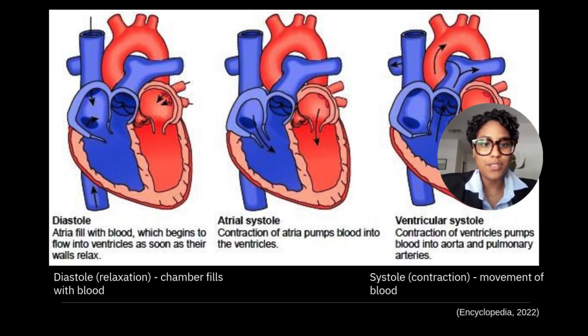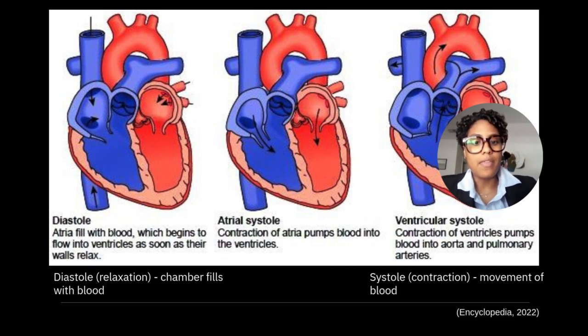Here I have another visual to help you understand the cardiac conduction system a little bit better. First, I want to take a look at what I've written underneath the visual: diastole, which means relaxation, and that is when the chambers are filling up with blood. So when the heart is relaxing, that's whenever the atria or the ventricles are filling up with blood. And then we have systole, which is contraction. It is the movement of blood.